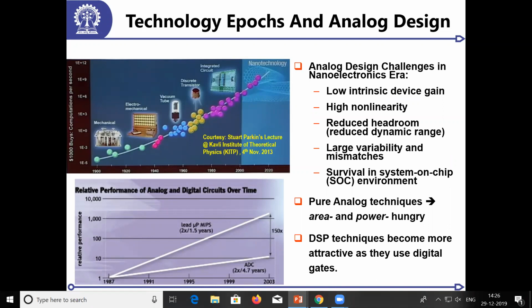We'll say, you know what, let the mismatches be there. I'll figure out some other way to overcome the mismatch. So that's where some pre-processing or post-processing comes in. Okay. Then survival in a system on chip environment.